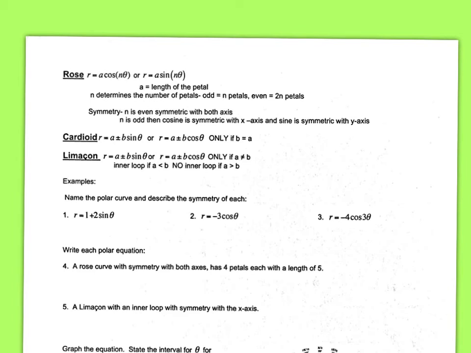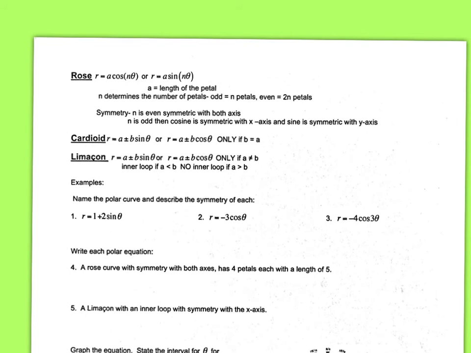So here we have the second number is larger. And when the second number is larger, we get a loop. So this is a limacon with a loop. You cannot just say limacon. You got to be specific. So if you're not sure, look it up, or graph it rather, with a loop. And of course, the sine means it has symmetry with the y-axis.